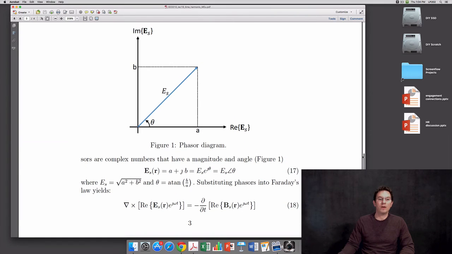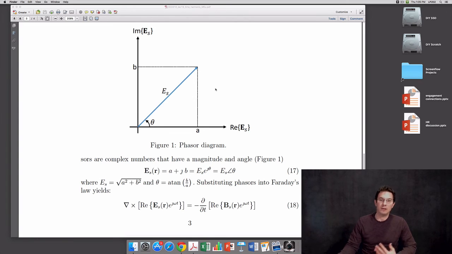Remember that phasors are complex numbers that have both a magnitude and an angle. So this phasor here, E sub s, has a real part A and an imaginary part B. It can also be written as the magnitude of the phasor, E sub s, times e to the j theta, where theta is the angle. Okay, let's look up here at figure 1 by way of review.